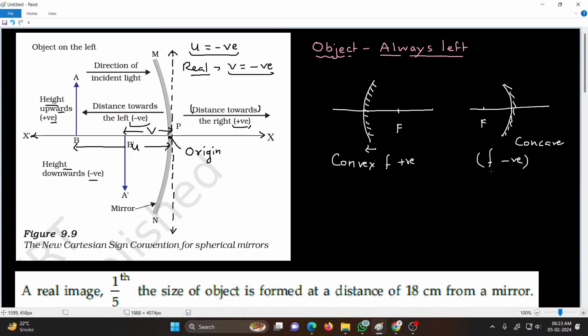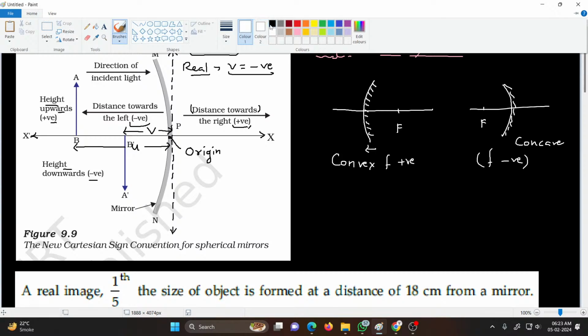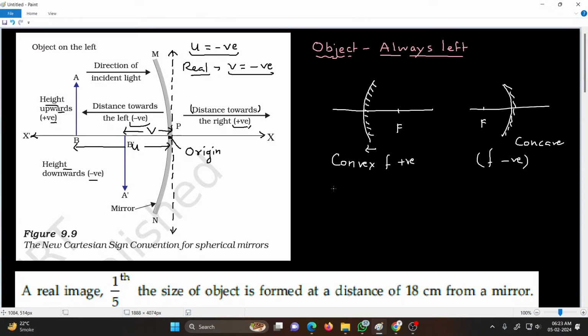If the image is virtual, the virtual image forms behind the mirror, hence v will be positive for virtual images.